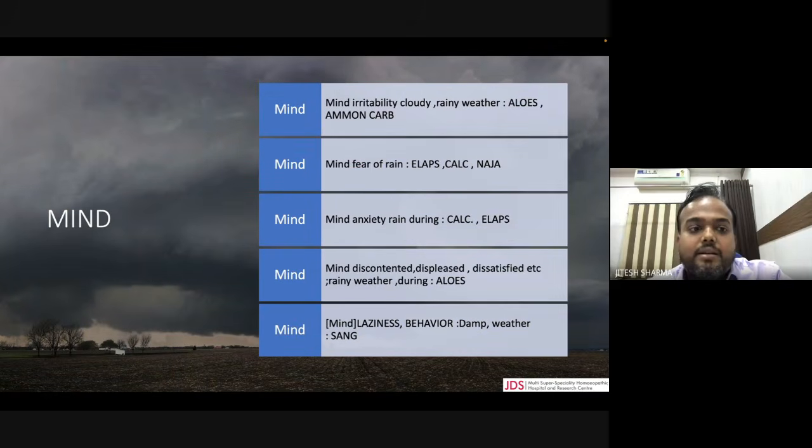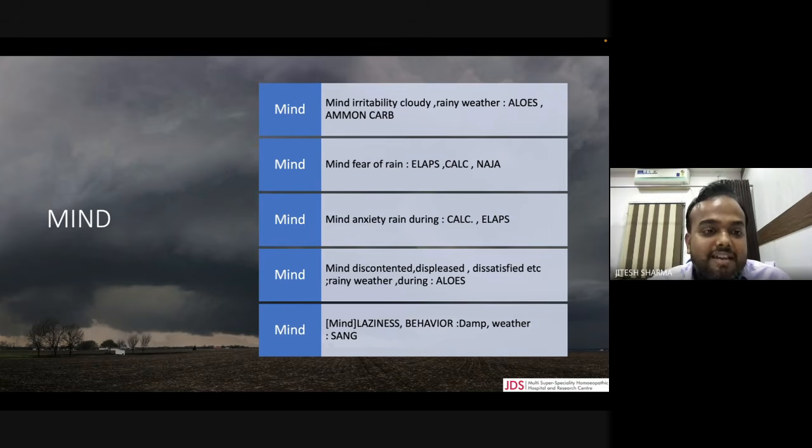So, mind. Let us start with mind. What are the complaints people have in rainy season in mind? First, if the person has a lot of irritability during this rainy weather, Lachesis comes first, and next is Ammonium carb. And interestingly, many people have fear of rain. And the topmost remedy for that is Naja.